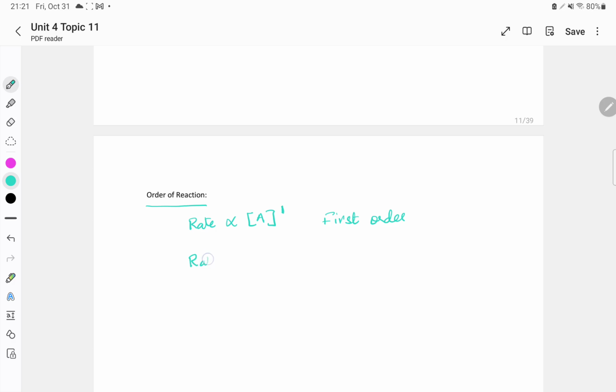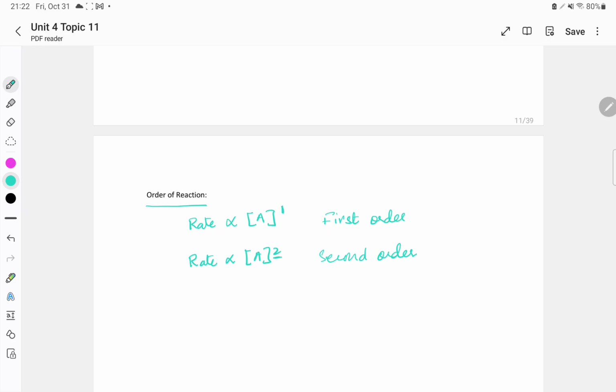But in case of second order, what happened? The rate in case of second order is written something like this. So in case of second order, we say if you double the rate, concentration will increase by 4 times. So this is called the second order, because it's the square.